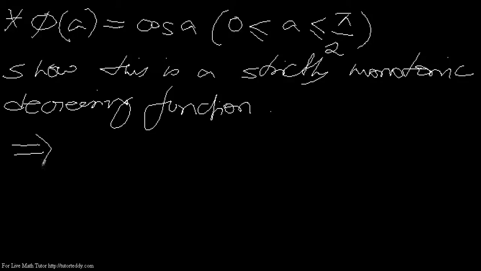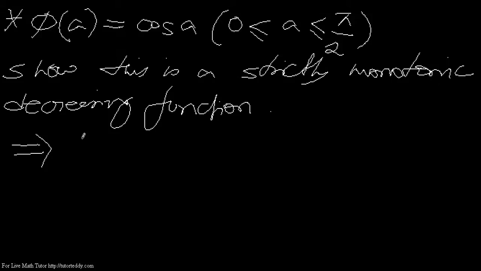Okay, to show this, how do we proceed? We will take the equation which is given to us, that means phi a equals cos a, and from it we will try to find out whether this is a strictly monotonically decreasing function or not. And we will understand that if we could show for 2 points, say a1 and a2, that phi of a2 is less than phi of a1, then that means this function is a strictly monotonic decreasing function. So let us proceed in that way.